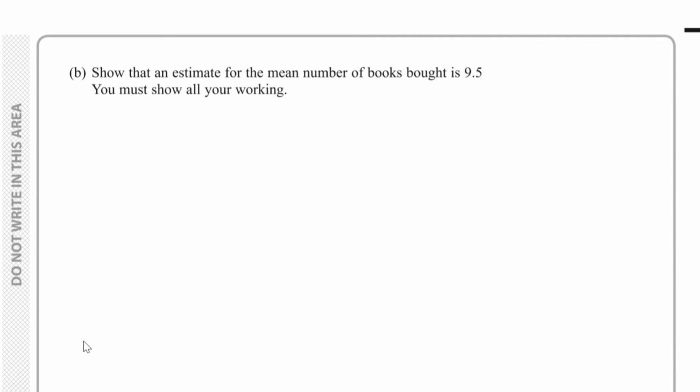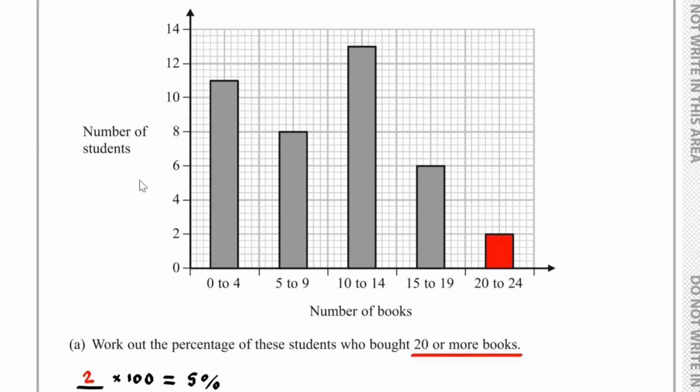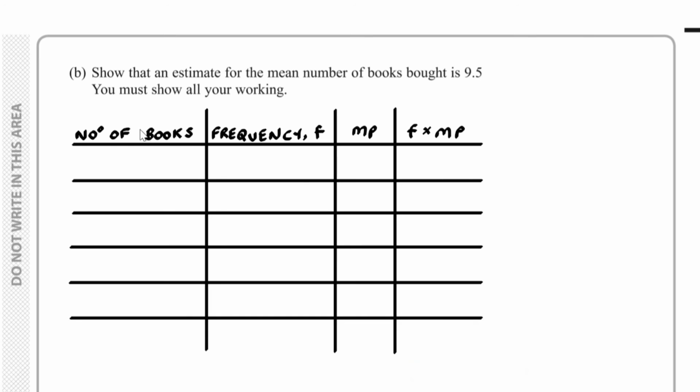Then for part B, we have to show that an estimate for the mean number of books bought is 9.5. Well, what we need to do is find out the frequency for each of the intervals. So we've got the number of books, the frequency, and what we also need to do is work out the midpoint and the frequency times the midpoint. So let's write down our intervals.